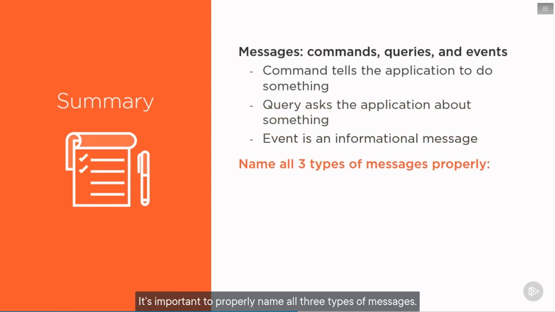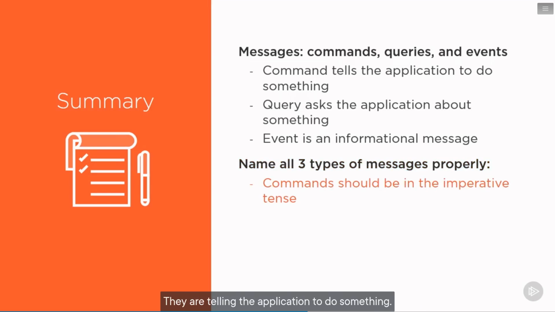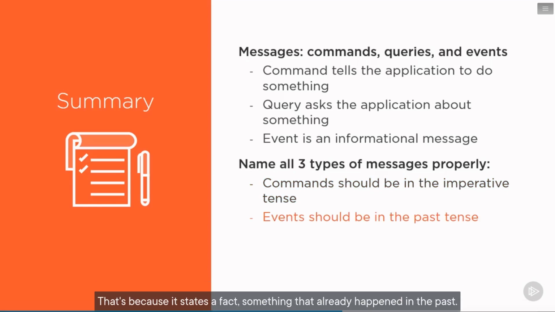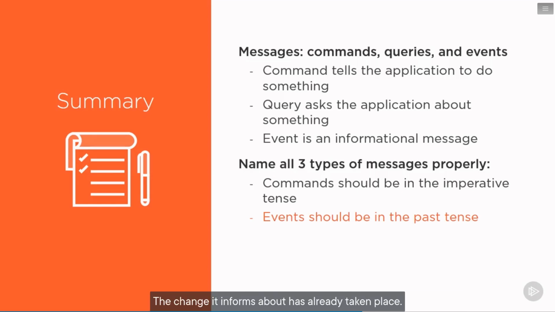It's important to properly name all three types of messages. Commands should be in the imperative tense. They are telling the application to do something. This naming guideline also implies that your application can reject this message. On the other hand, an event is a message that should always be in the past tense. That's because it states a fact, something that already happened in the past. It also implies that there is nothing the application can do about this message. The change it informs about has already taken place.